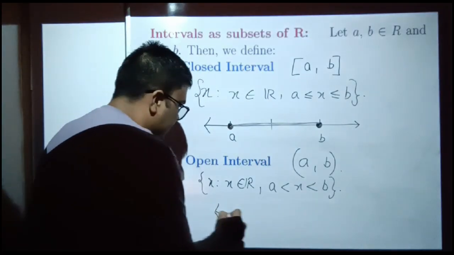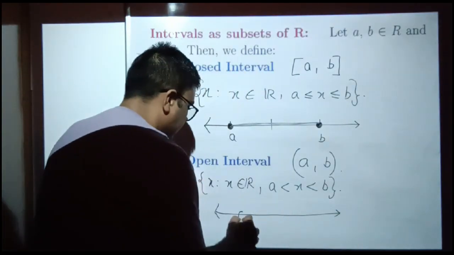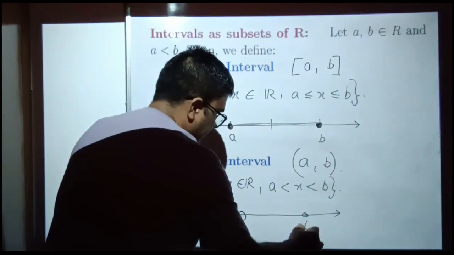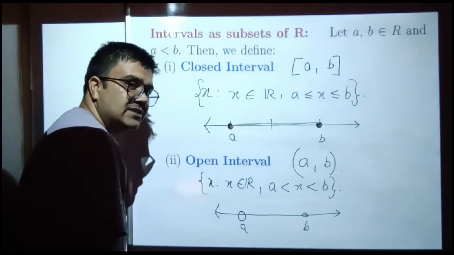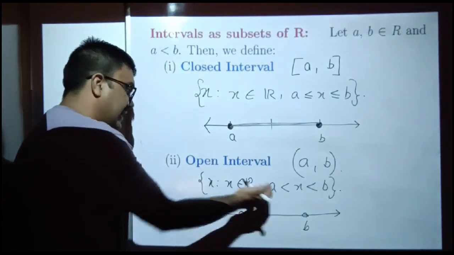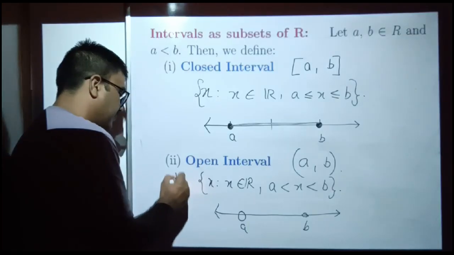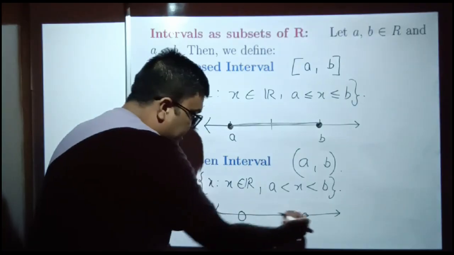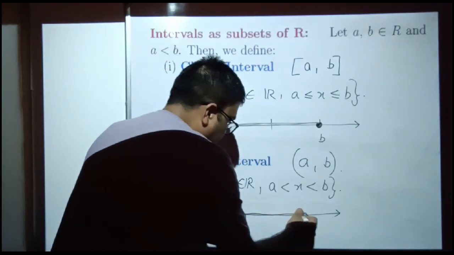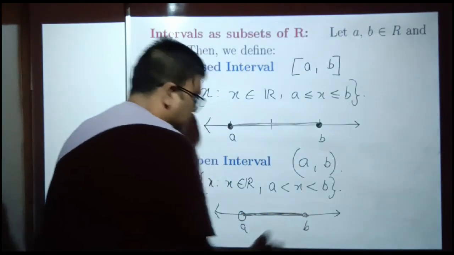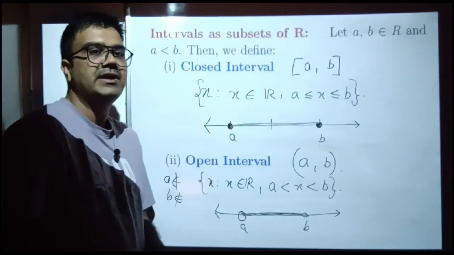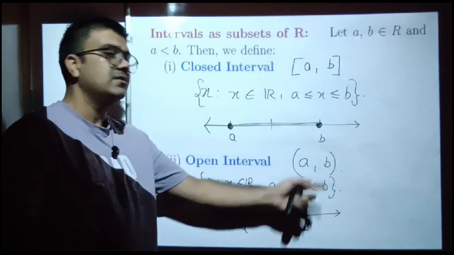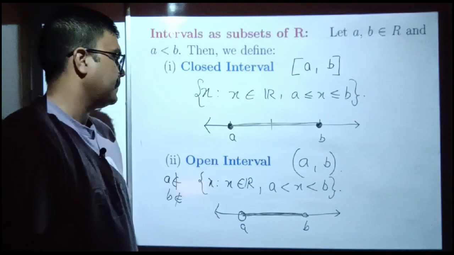On the number line, we have this point a, this is the point b. Both the dots that we are using are hollow, representing that a does not belong to this set, b does not belong to this set, but all the elements in between them belong to this set. So these kinds of intervals are called the open intervals.